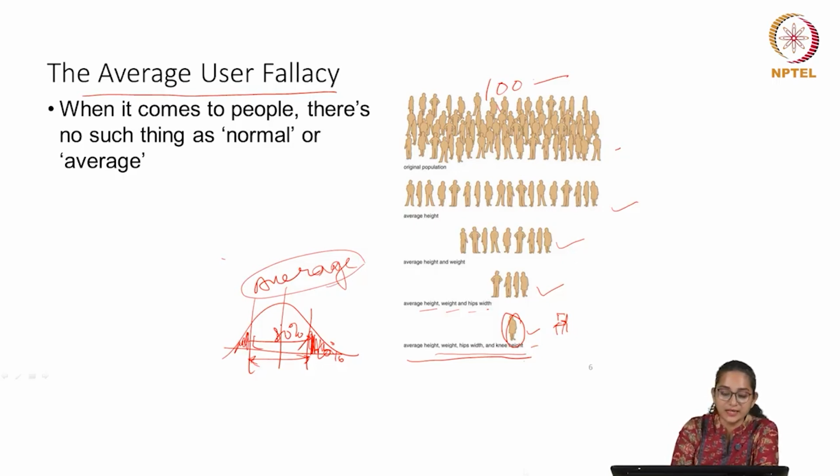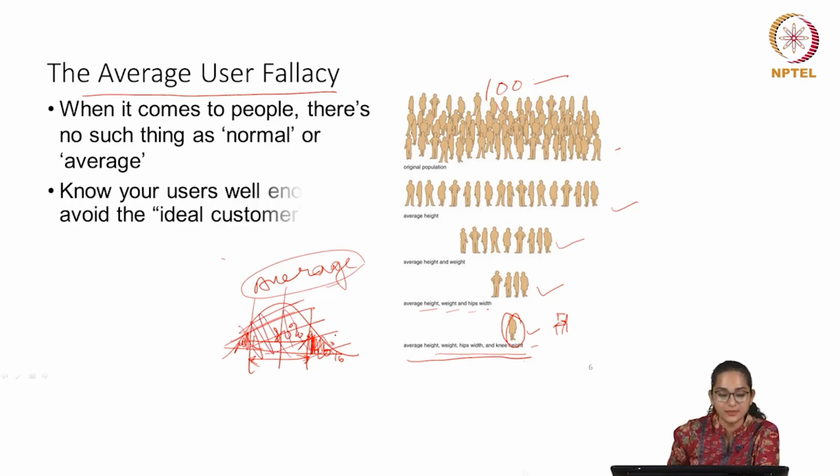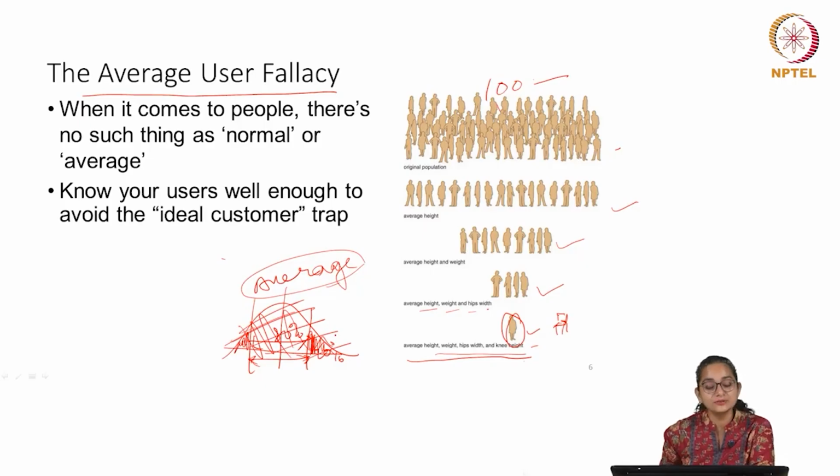So basically, if we are designing for the average, we are actually not designing for the entirety of the population. So the idea is to know your users well enough to avoid the ideal customer trap. In order to know your users even better, we will in the later part of this session talk about relooking at need identification and what are the tools and methodologies we can employ in order to know our users even better.